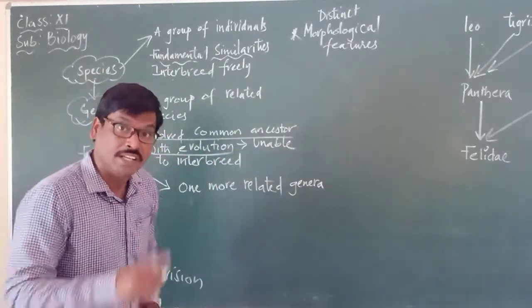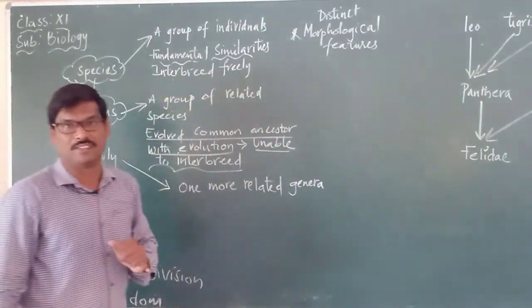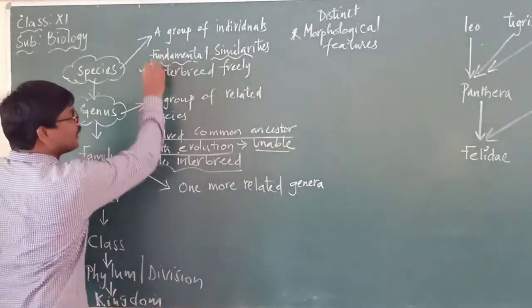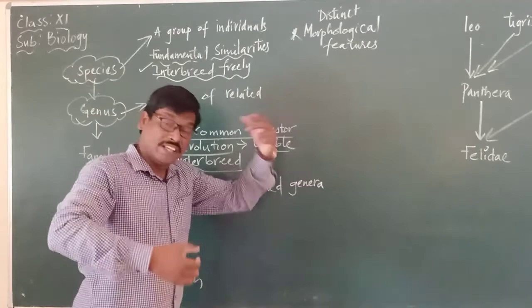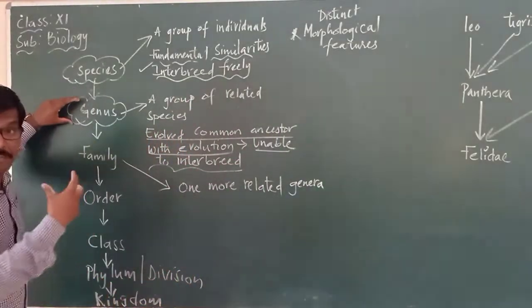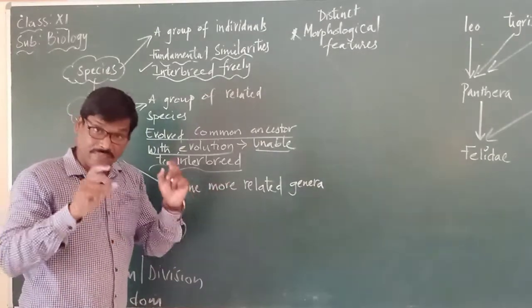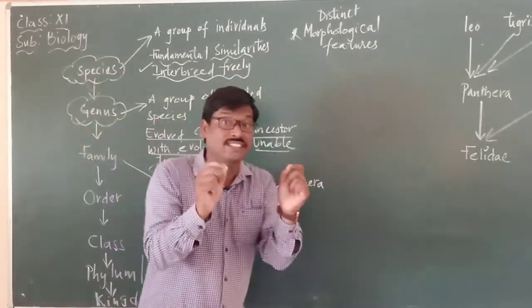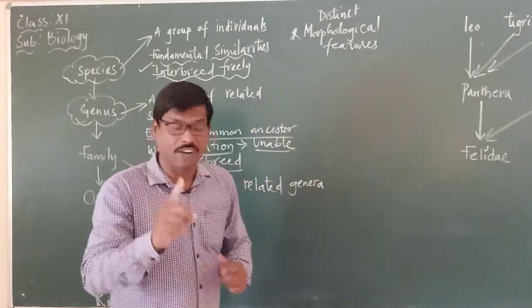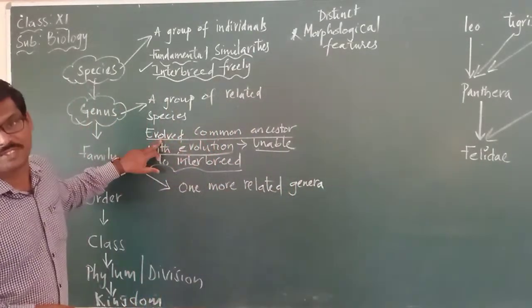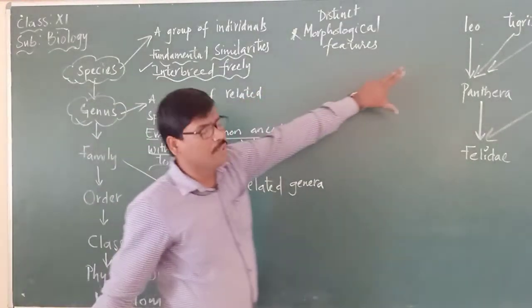But the problem is that they are unable to interbreed among themselves. But here, what we said is that they can interbreed freely. But in the next category, those coming under the genus, we are saying that they cannot interbreed freely, even though they share some common characteristics. They share some common characteristics, but they cannot interbreed among themselves.